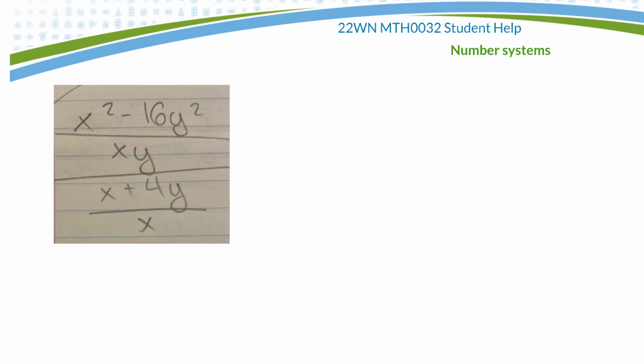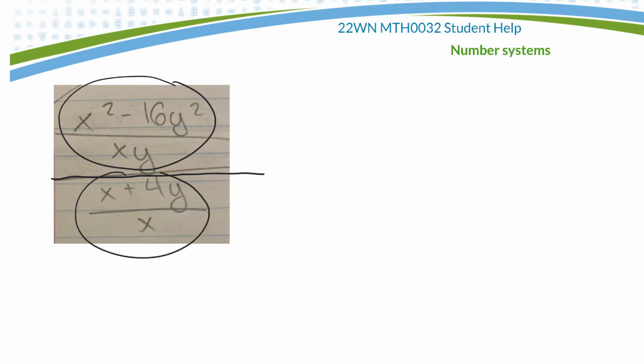Okay, here's two complex rational expressions that we need to simplify. So we have to look and see where the two fractions are. There's the main fraction line. I have one fraction there and another fraction there.